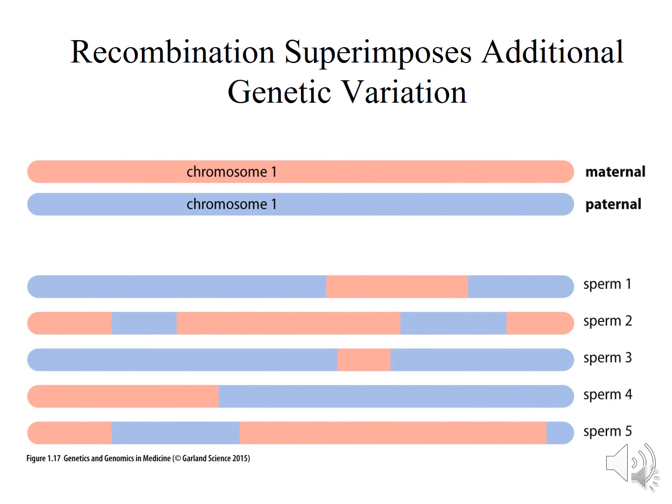Recombination superimposes additional genetic variation. This figure illustrates the contribution to genetic variation at meiosis I made by independent assortment of homologs, but for simplicity ignores the contribution made by recombination. In reality, each transmitted chromosome is a mosaic of paternal and maternal DNA sequences, as shown here.